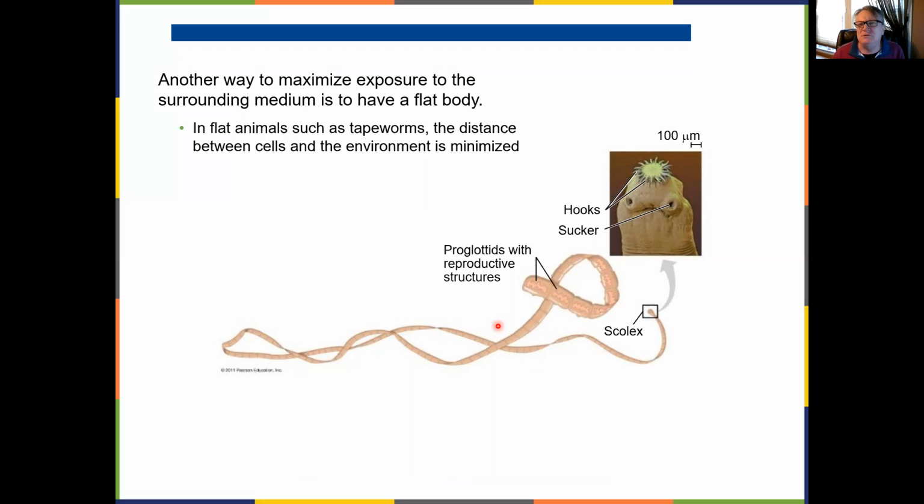So one solution that some animals come up with is making yourself still very thin so that the nutrients don't have far to diffuse, but make yourself very long so that you have lots of surface area. That is exactly the solution done by animals such as tapeworms, these very, very flat animals that can become very, very long. These can become several meters long. They live in the intestines of other animals.